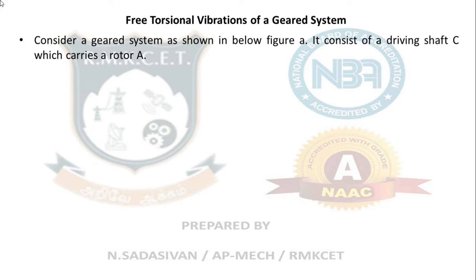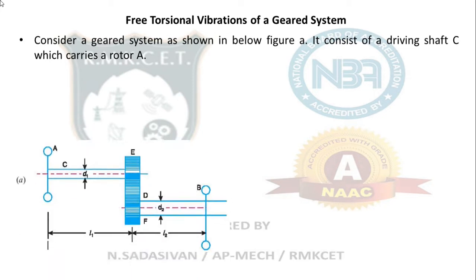Consider a geared system as shown below in figure A. It consists of a driving shaft C. Please note these names very carefully. The geared driving shaft is called C, which carries a rotor A. The rotor on the left side is A. Let us consider rotor A to be nothing but your motor, the armature of your motor, which is driving the entire system.